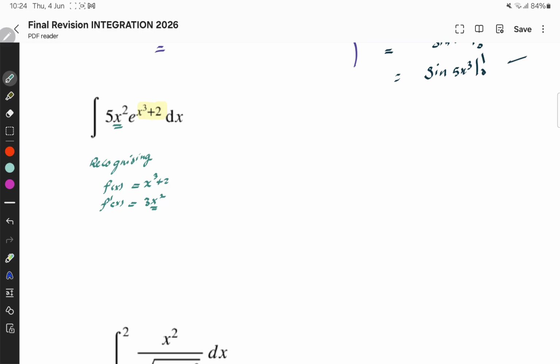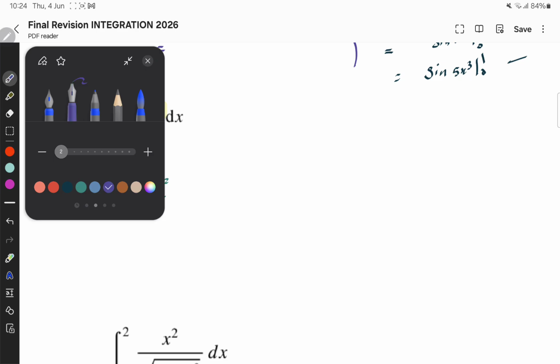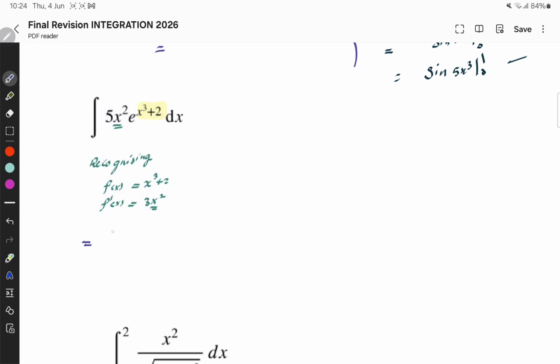How is that? As you see, it will be the integral of 5 as a constant, take out, x squared still here, times e to the power x cubed plus 2 with respect to dx. So we know that the derivative is equal to 3x squared. So we're missing 3. So we just multiply here by 3 and divide here by 3. So now all of this represents the derivative of the denominator, of the power, sorry.